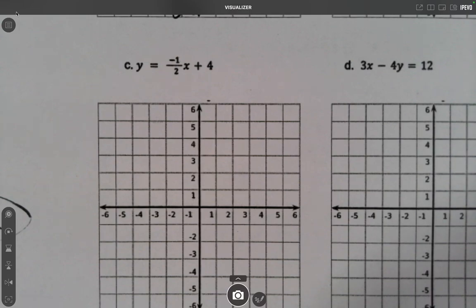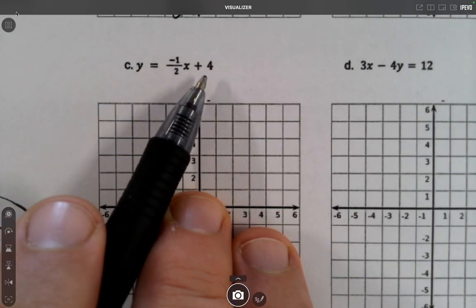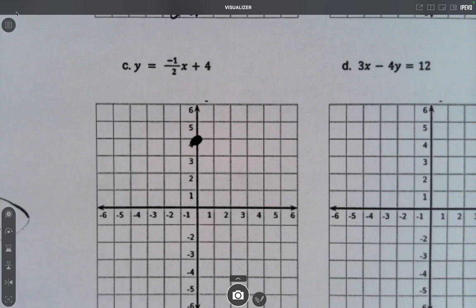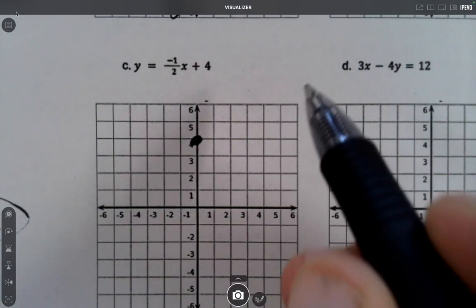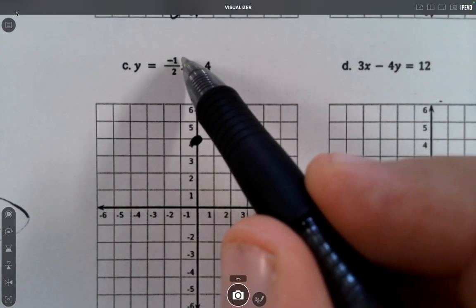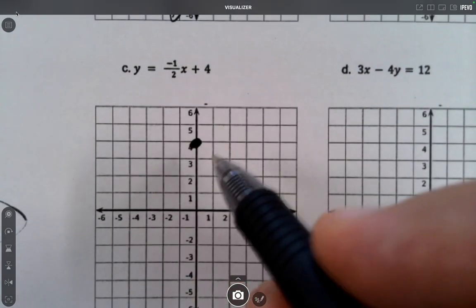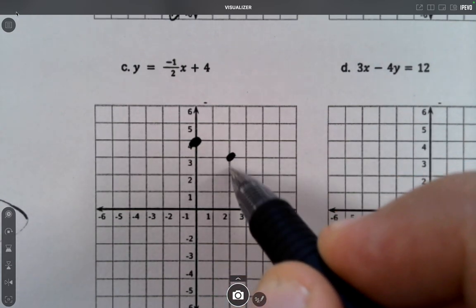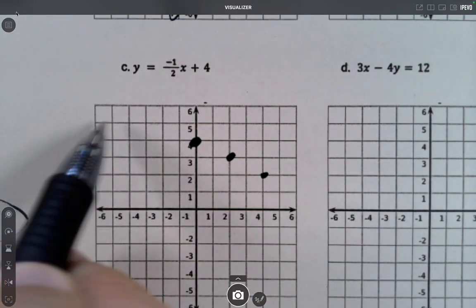Okay, on C, they were kind to us, and they did put it in slope-intercept form. So we start always with the y-intercept, which is 4. Then we use the slope to help us find our next point. So this time the slope is negative 1 over 2, negative 1/2. That means we should go down 1 and then to the right or over 2. So down 1 over 2. Down 1 over 2.